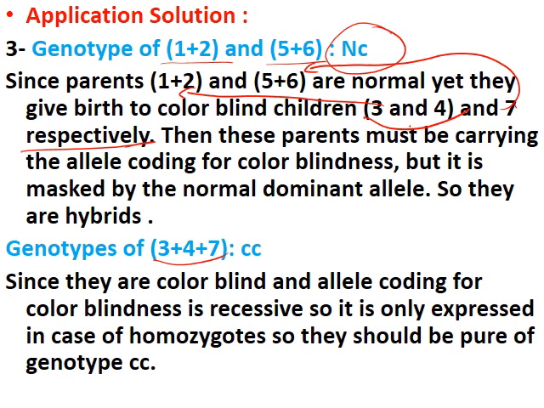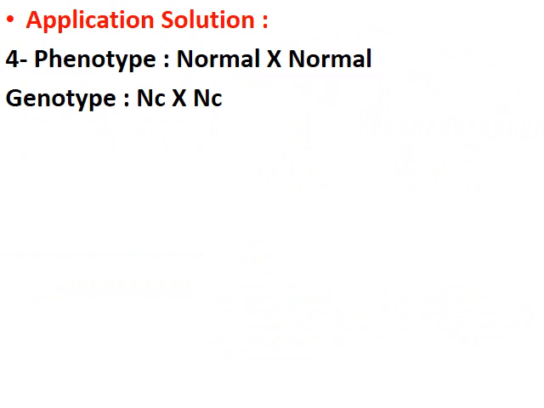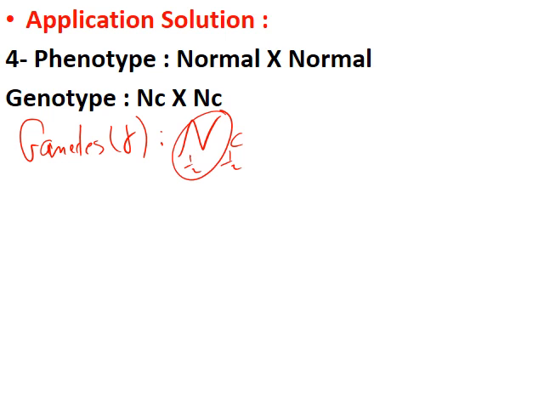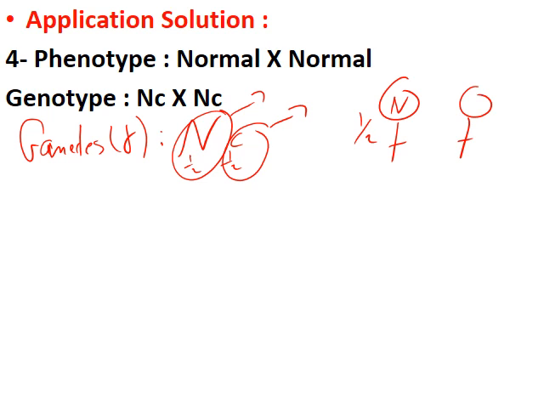Genotype for 3, 4 and 7. Since they are colorblind, the allele coding for the color blindness is recessive, so it's only expressed in the case of homozygotes, so they should be pure of genotype CC. Finally, we have to do the factorial analysis. NC crossing by NC, so the gametes they give: for the male, let's say, we have N half, C half. For the female, we have N, which is half, and we have C, which is half.